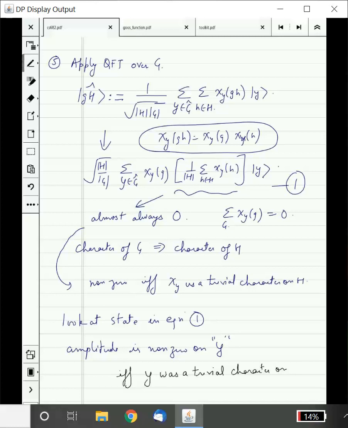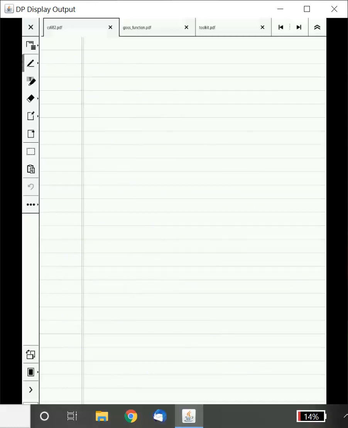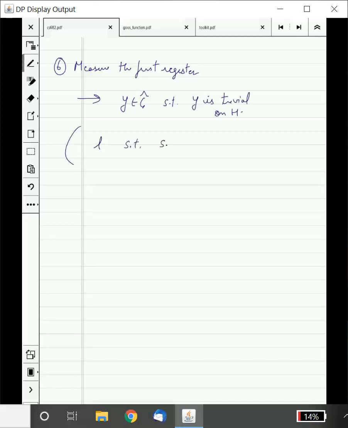This tells us what should be our next step. Our next step should be to measure the first register. Measuring this will give us some character y such that y is trivial on H. Remember, this looks like L such that S dot L is equal to 0 in Simon's algorithm. Once we have gotten this, the strategy would be to repeat this step and get lots of such y's.